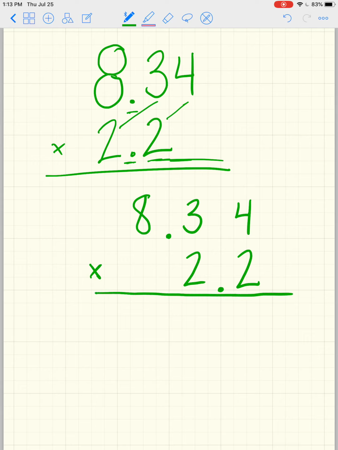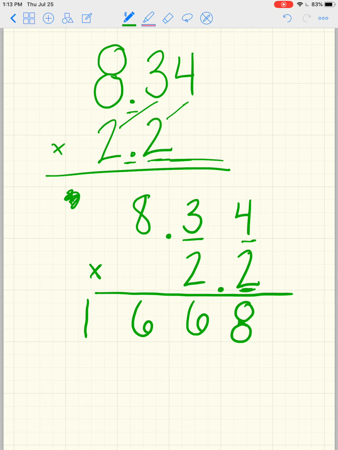Let's solve it. So first, 2 times 4 equals 8. Now 2 times 3 equals 6, so we're going to put that right here. 2 times 8 equals 16. Now normally we would just write this 6 and we would make the 1 join the other number over here, but since there isn't a number over here, the 1 just joins down to the answer box, just like that. So 2 times 8 equals 16. That's where this 1 and this 6 came from.